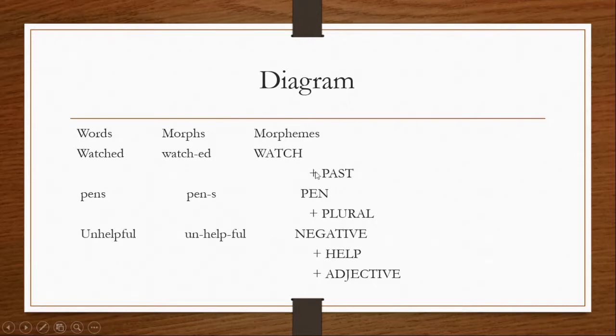Morphemes are abstract, morphs are the real representations of these. Look at pens. Pen represents this pen and s represents plural. Un represents negative, help represents help, and full represents adjective. So words may have different morphs, and these morphs represent morphemes. And what are morphemes? These are abstract units in our mind.